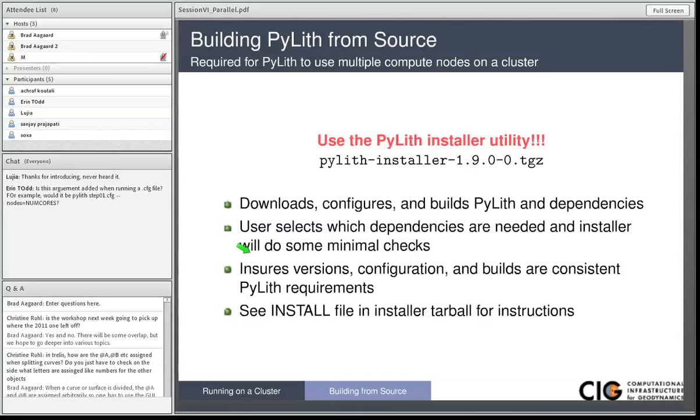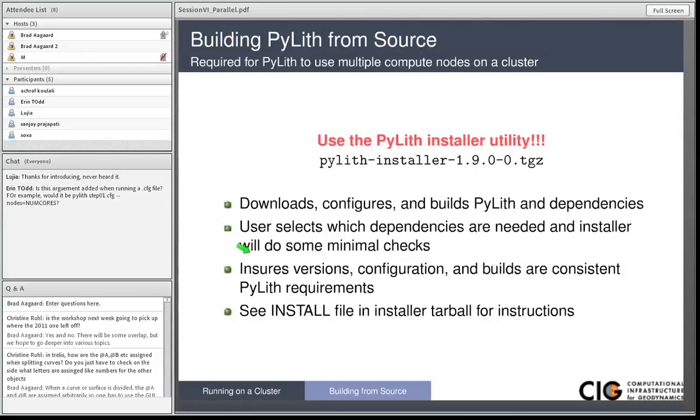It also ensures that all of the versions and configurations and builds of the dependencies are consistent with what PyLith requires. For example, we want to build HDF5 to run in parallel. We need PETSc configured a certain way, and we need a specific version of PETSc. And there are some dependencies where perhaps the latest version we haven't tested yet, and so we're going to use a version that we know works with PyLith and that we've tested against.